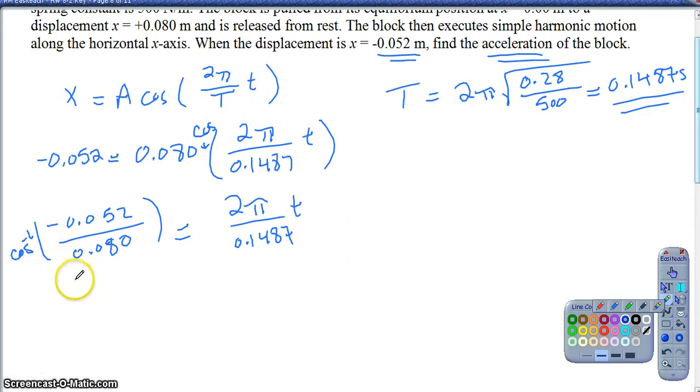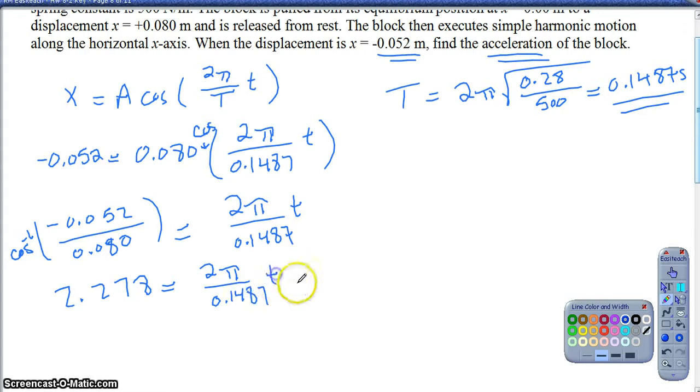So if I'm in radians, I end up getting 2.278 as about the approximate value of this cosine function, and then again that equals this whole mess over here, 2 pi divided by the period, and then times t, so then I just have to solve for t. So when I solve for t, I get 0.0539 seconds.